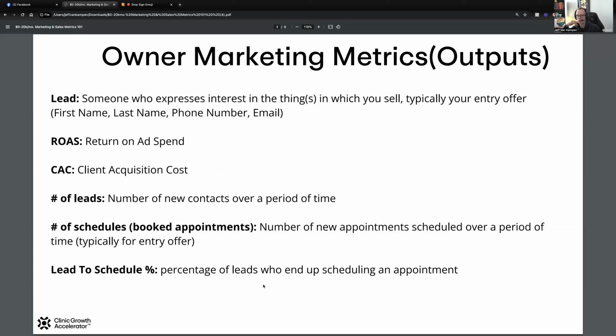So for owner marketing metrics in terms of outputs, good ones to track: number of engaged leads. That's someone who expresses interest in the thing which you sell, typically an entry offer to come in for a consultation. A lead is someone where you've got a first name, last name, phone number, and email. That's a basic lead there. We do track ROAS, which stands for return on ad spend. That's like, hey, for every dollar I spend, I'm getting $4 back. Okay, sweet, I'm getting a 4-to-1 return on ad spend.